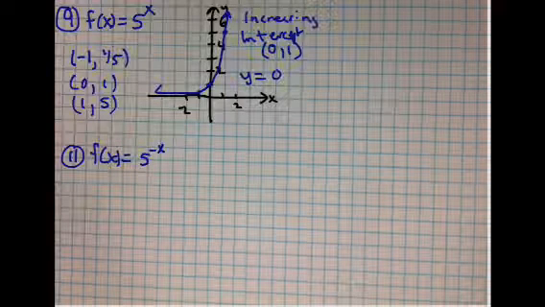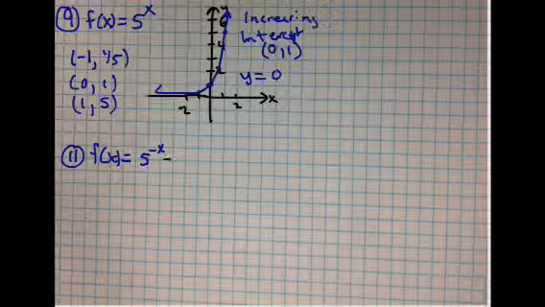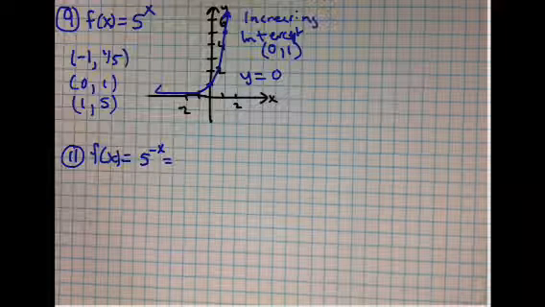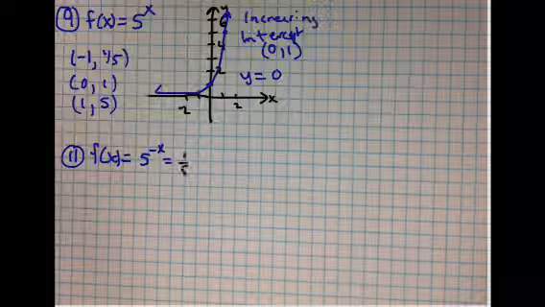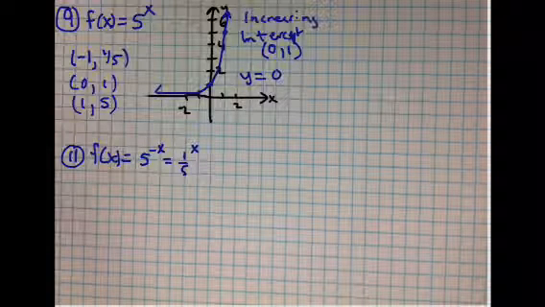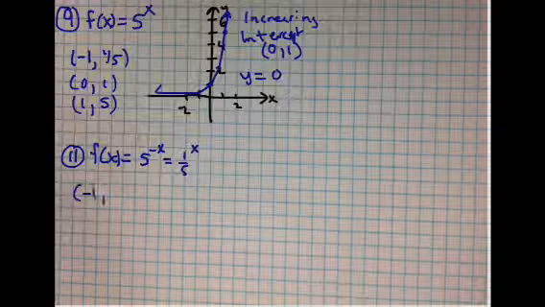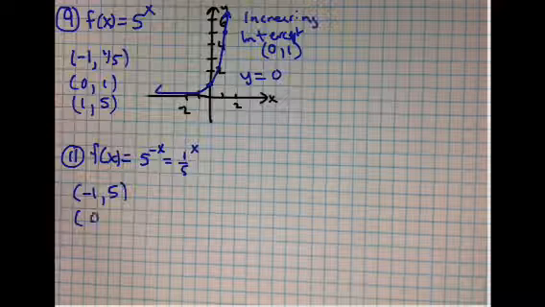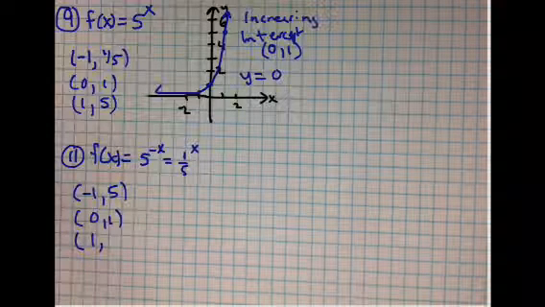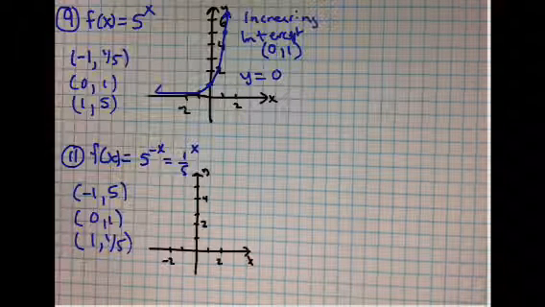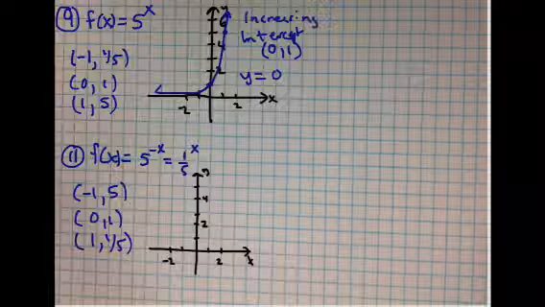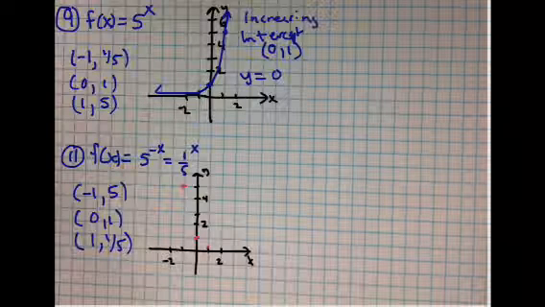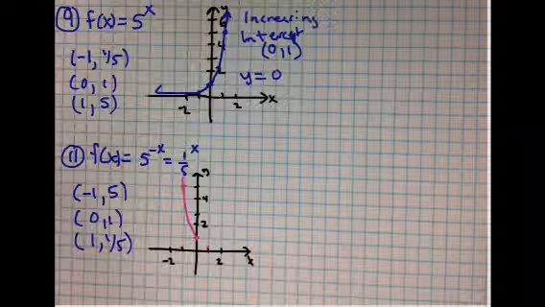So number 11, I'm going to switch over, make it a positive exponent. So again, to make it a positive exponent, I take the reciprocal of 5. So this becomes 1/5 to the x. Okay, and then the reciprocal, negative 1, comma 1 over b would be 5. Then 0, 1, and then 1, 1/5. So we plot the points, negative 1, 5, 0, 1, and 1, 1/5. Connect the points.